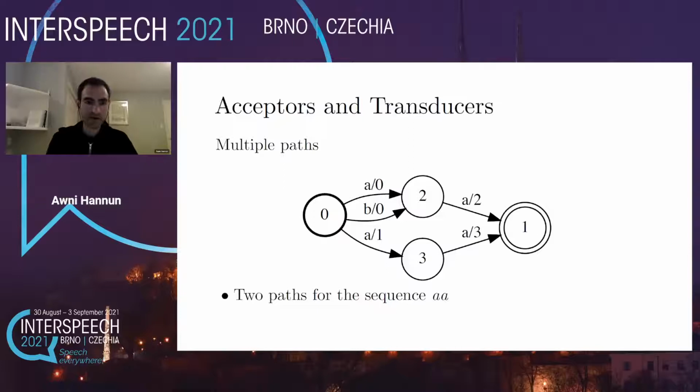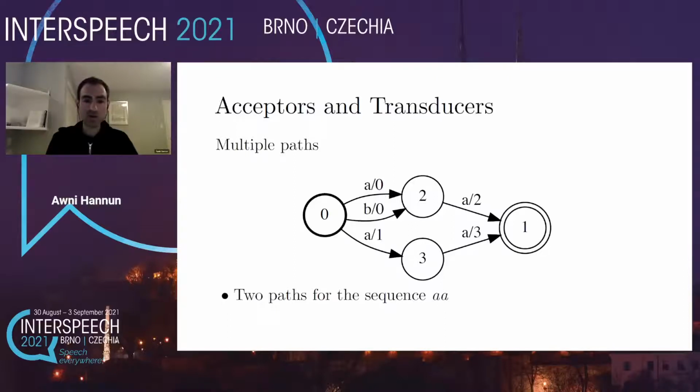Great. So an acceptor and a transducer can have multiple paths which represent the same sequence. In this graph, you see that the sequence AA has two paths which accept it. So you can go from 0 to 2 to 1, or you can go from state 0 to state 3 to state 1.